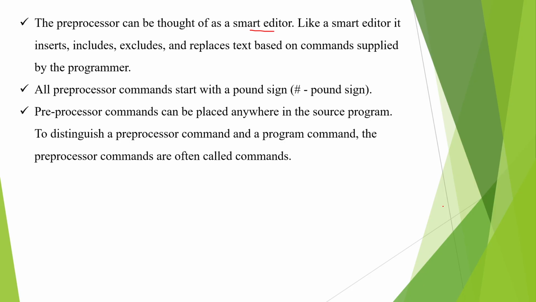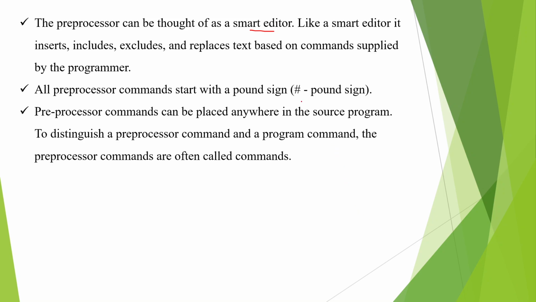Like a smart editor, it inserts, includes, excludes, and replaces text-based commands supplied by the programmer. Whatever commands we are supplying in our program, all those commands will be replaced by their actual content, actual body, we can say. That's the reason we are calling the preprocessor a smart editor. And all preprocessing commands start with a pound sign. We call it hash or pound.